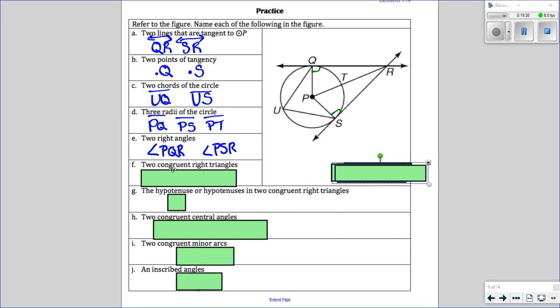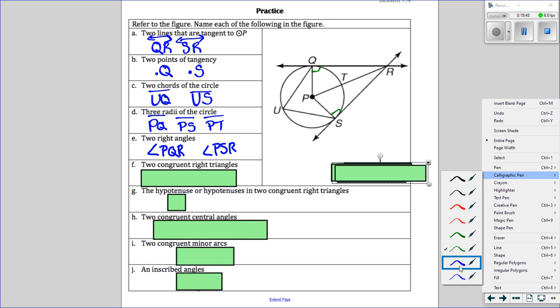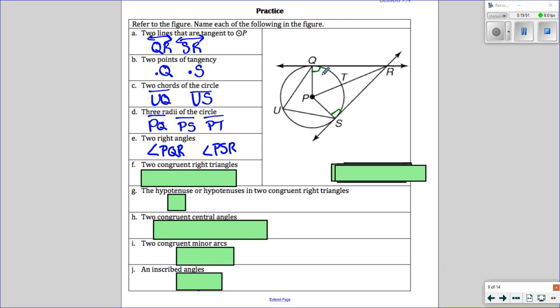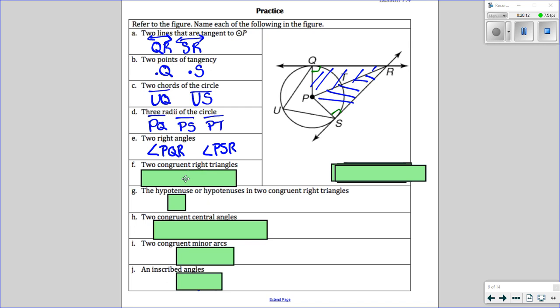And this next one is name 2 congruent right triangles. Okay, so in order to find a right triangle, yeah, I'll use blue. To name the right triangle, you have to find the right angle. Okay, right, there's a right angle. Okay, so I see that triangle PQR, and then the other one is PSR. So those are our two right triangles because you have the right angle right in there.